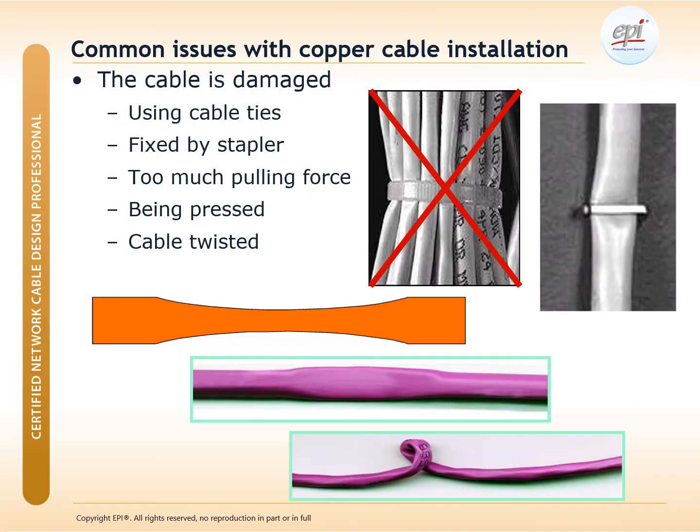There are some common issues with the copper cable installations. So you can see how the cables are being damaged. For example, using a cable tie, stapler, or too much pulling force, or pressed, maybe people step on it, or the cable is being twisted.